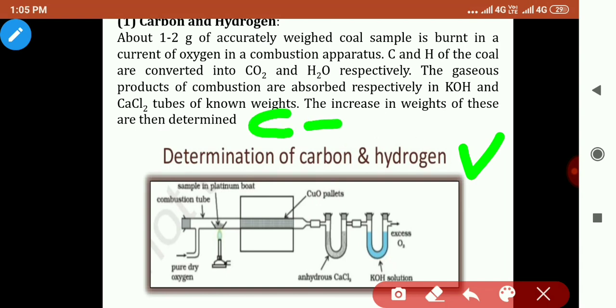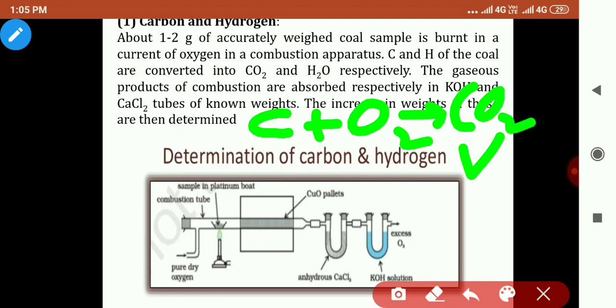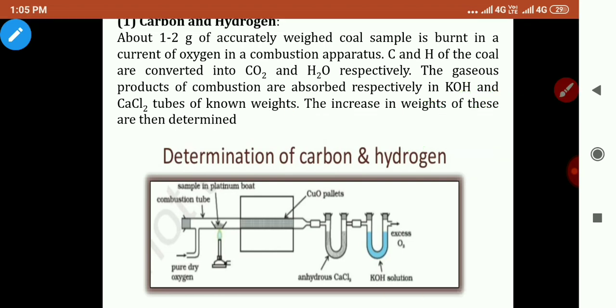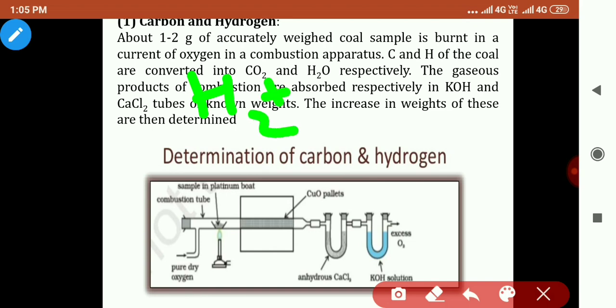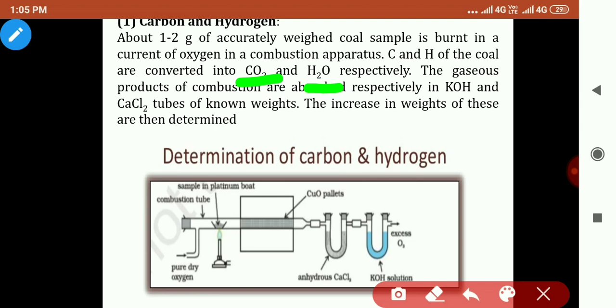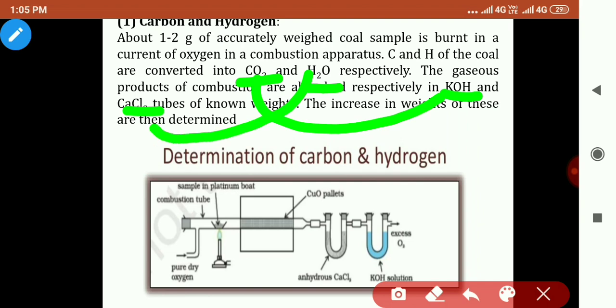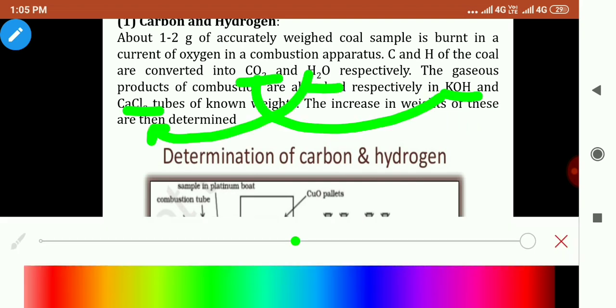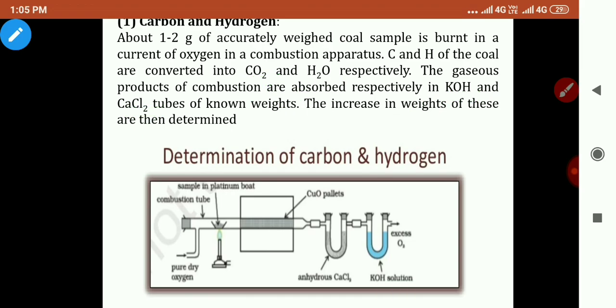So carbon reacts with oxygen to give carbon dioxide, right? Similarly, hydrogen combines with oxygen to give water. So whenever there is the process of combustion, we can see that carbon dioxide and water are formed. Now these gaseous products of combustion are absorbed in KOH and calcium chloride tubes respectively. So carbon dioxide is absorbed in KOH and water is absorbed in calcium chloride. So let us see how it is determined.